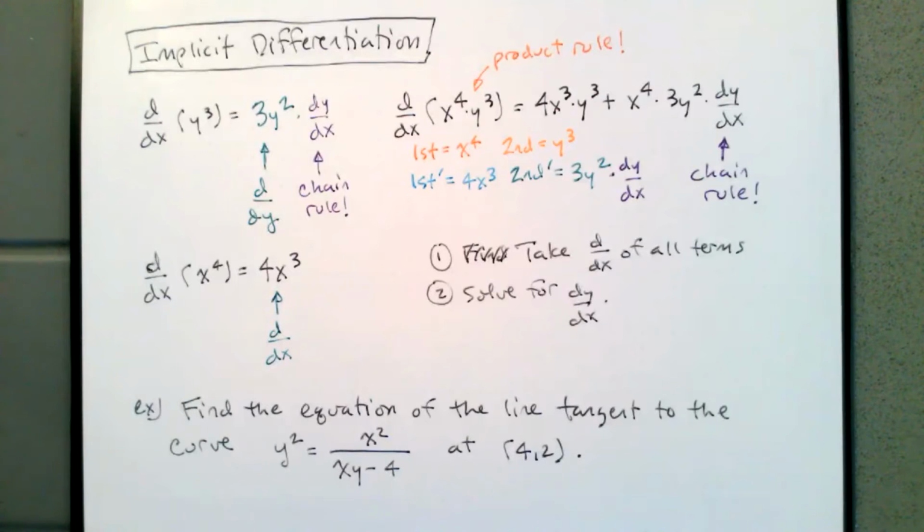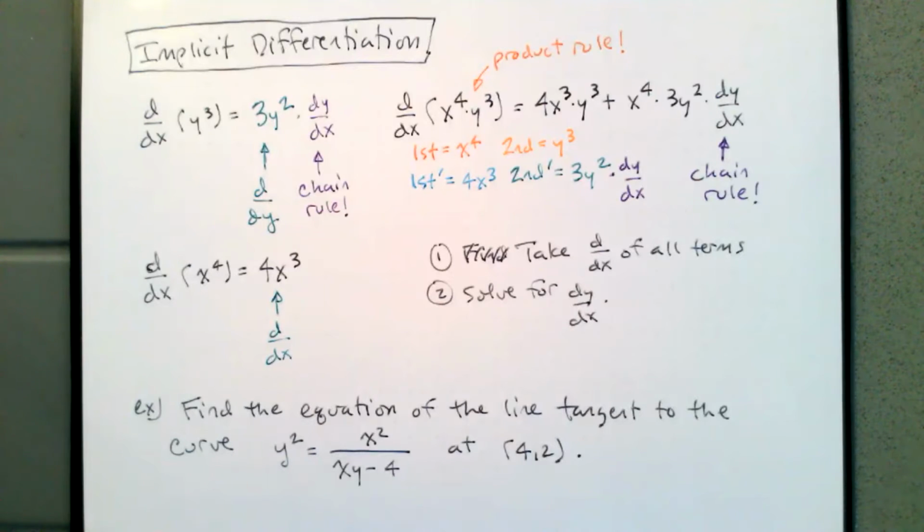Let's use this process to find the equation of a line tangent to a curve at a given point. In this case, instead of having a function where y is equal to f of x, I've got an equation defining the curve. Y squared is x squared over xy minus 4. It's a mix of x's and y's.